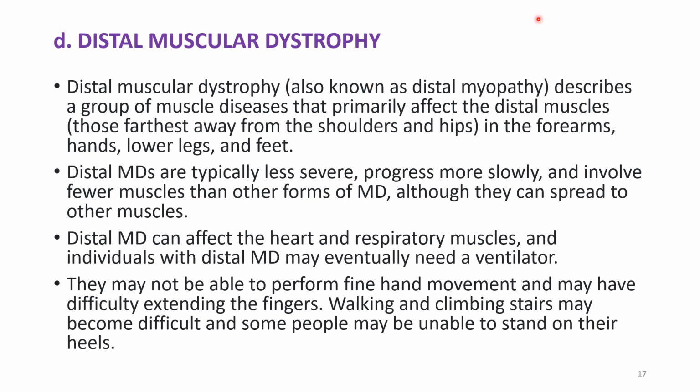Now coming to the fourth one, that is distal muscular dystrophy. So it is affecting the distal muscles. Distal muscular dystrophy is also known as distal myopathy. It describes a group of muscle diseases that primarily affect the distal muscles in the forearms, hands, lower legs and feet. These are typically less severe but progress more slowly and involve fewer muscles when compared to the other forms of muscular dystrophy, although they can spread to other muscles.